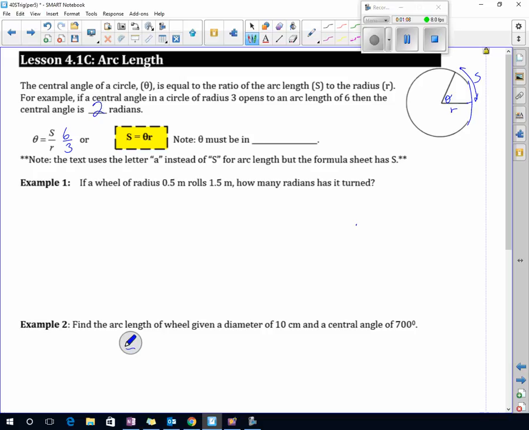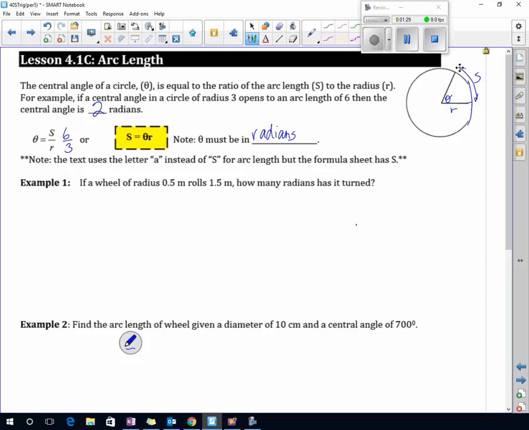Remember, I switched 360 degrees to radians in order to cancel the 2 pi as part of the circumference formula. Also note that the textbook uses the letter A instead of S in the formula, but because the formula sheet comes from the provincial exam, we are using S because that's what they use. But in the end, it's just a variable, right? As long as you know what that stands for, it's all good.